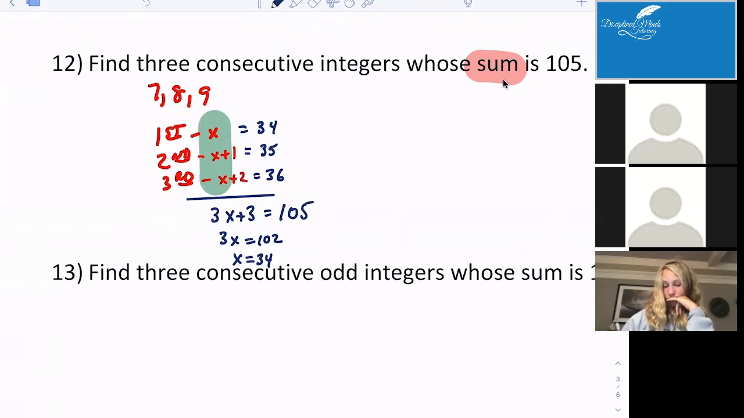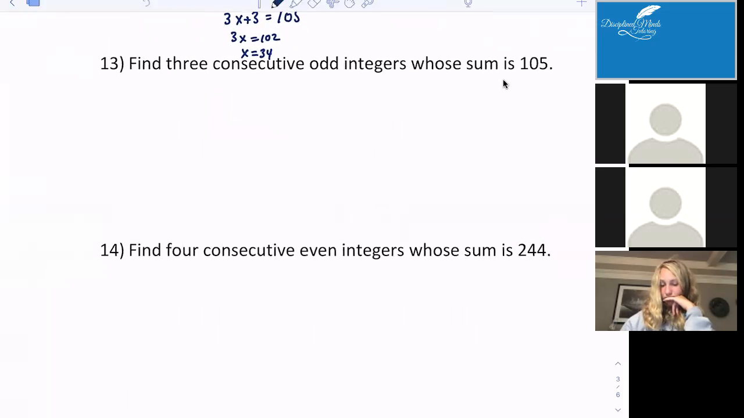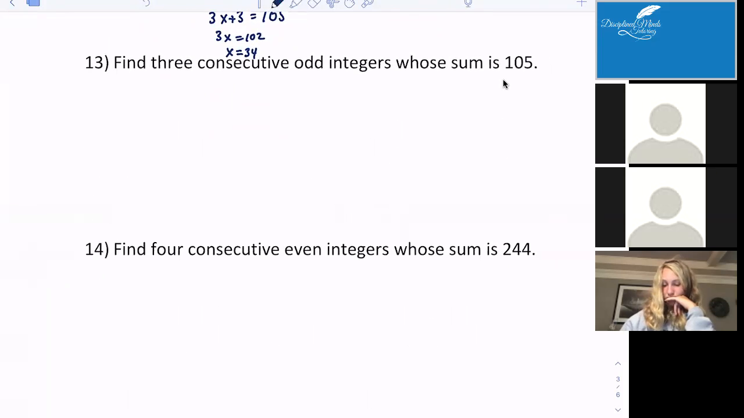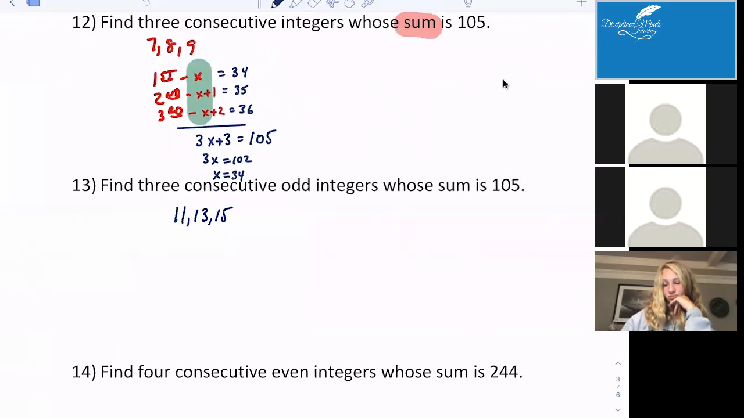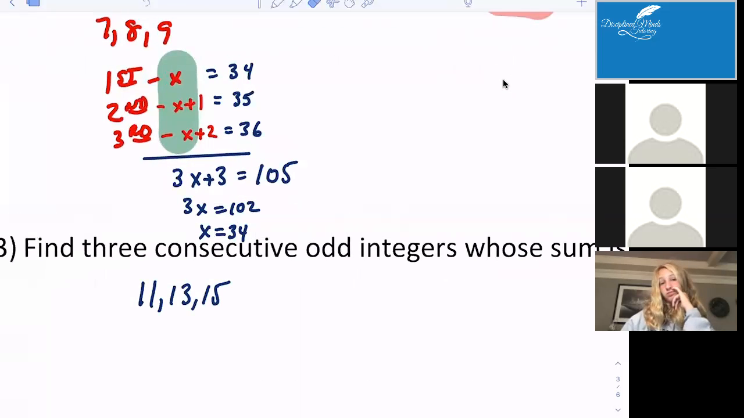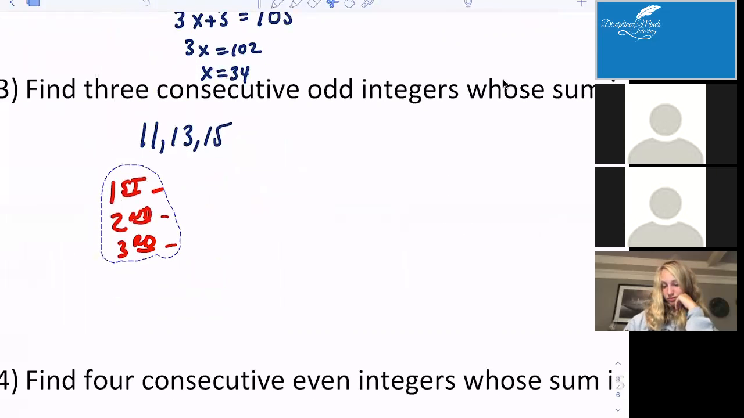All right, let's see if we can make it a little bit harder now. Find 3 consecutive odd integers. An example of 3 consecutive odd integers would be something like 11, 13, and 15. Now it's the same principle. But look right here, guys. You can rewrite them if you want, or you can just copy this and paste it down here. And those are our first 3 numbers again.